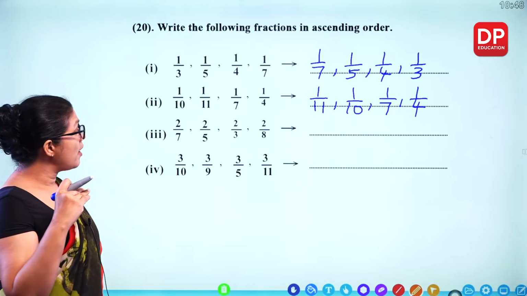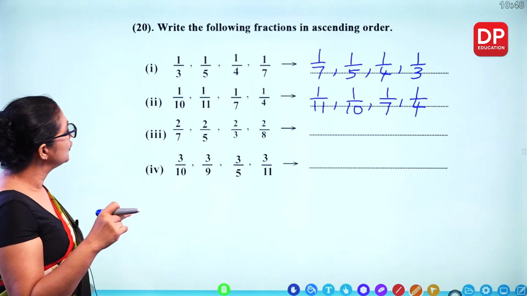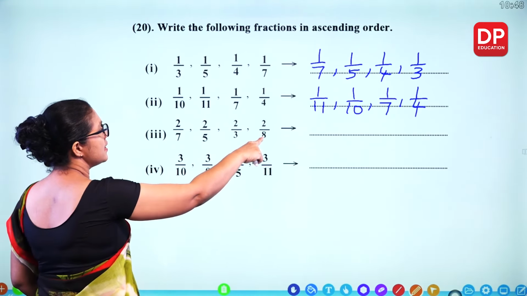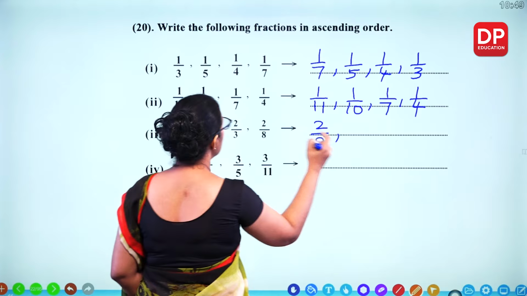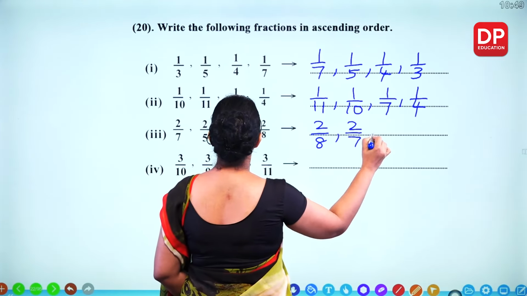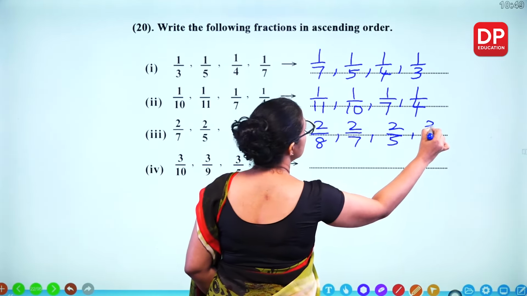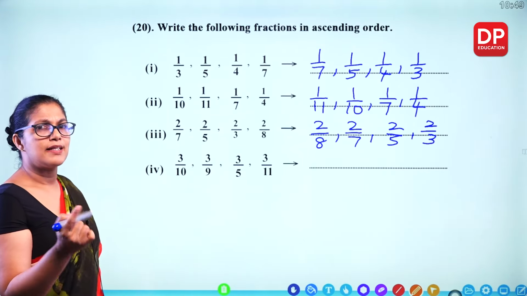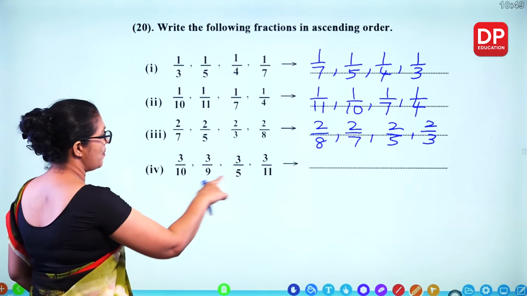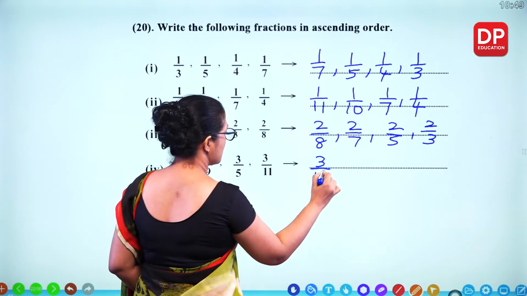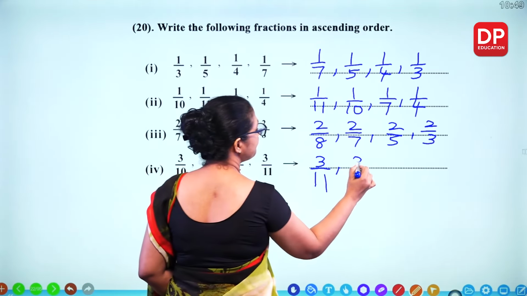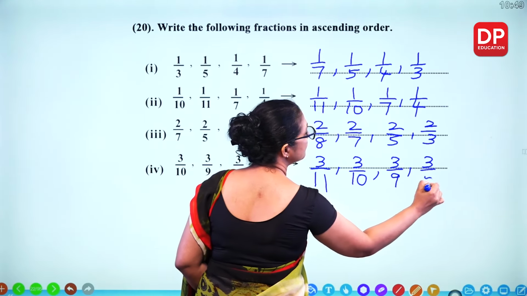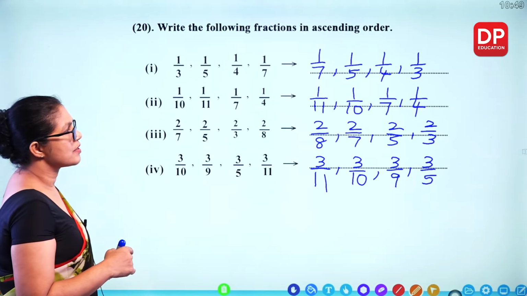Now, next one, the numerator is the same. So, same thing. 7, 5, 3, 8. 8 is the smallest. 7 next, then 5 and 3. Now the numerator is 3. Doesn't matter. All are the same. Look at the denominator. Highest becomes the smallest. Then 10 and 9 and 5. This is smallest to largest.